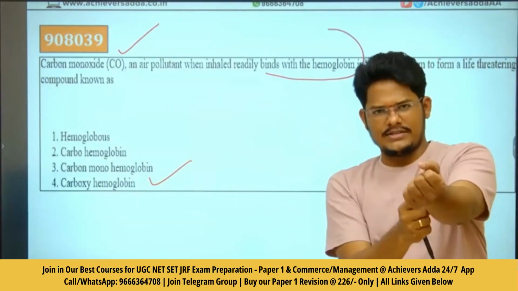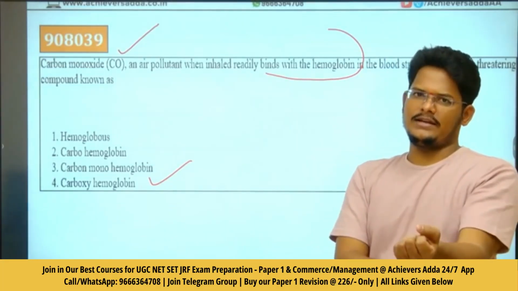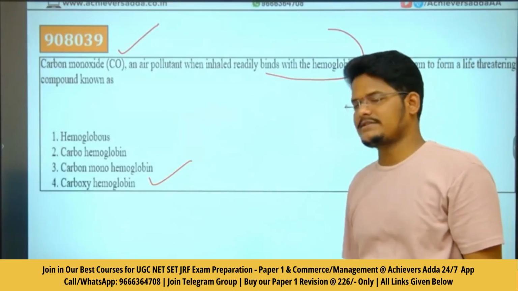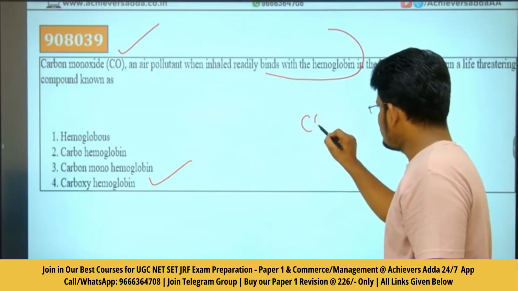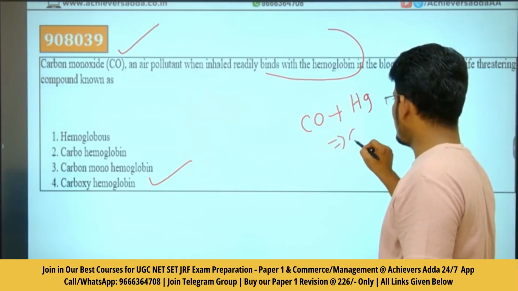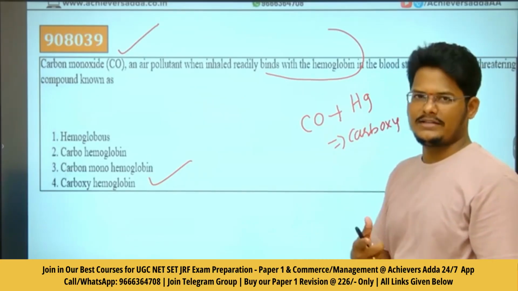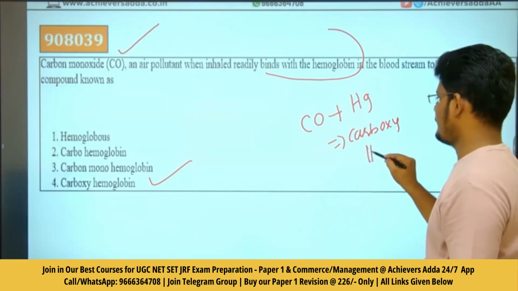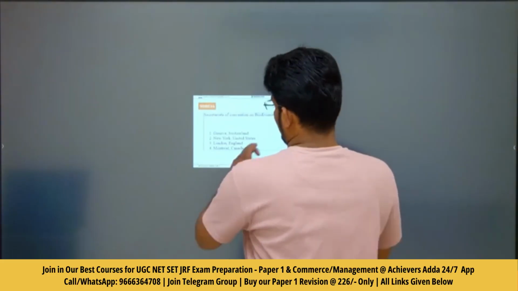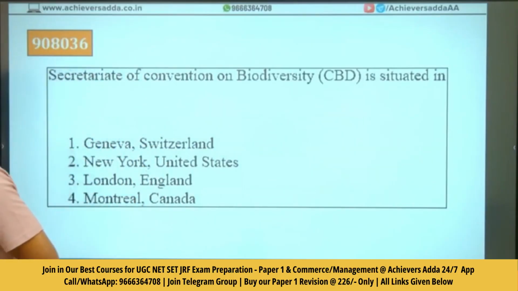Hemoglobin is present in your blood. When CO is inhaled, it interacts with the hemoglobin in the bloodstream to form a life-threatening compound known as carboxyhemoglobin. It can cause breathing issues due to low oxygen level. Right? Whenever oxygen is not present in the blood, your face will turn white or blue.